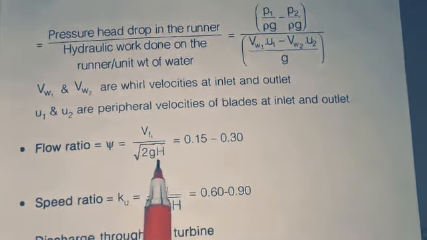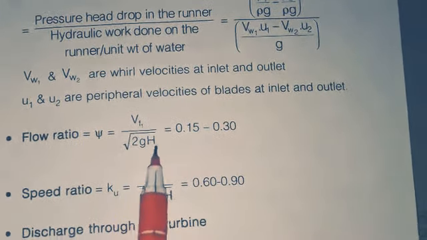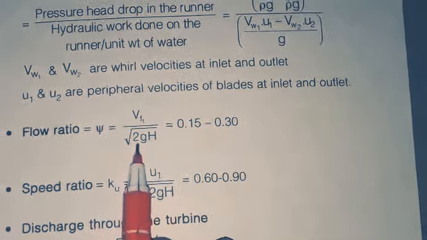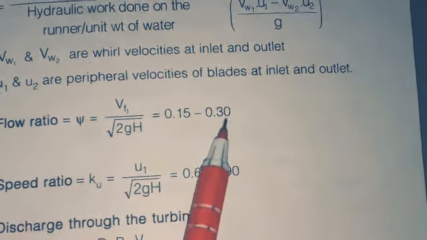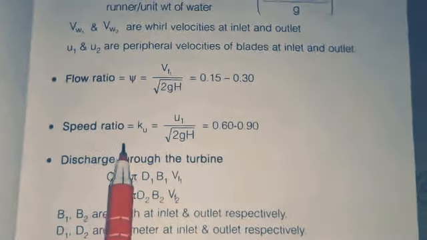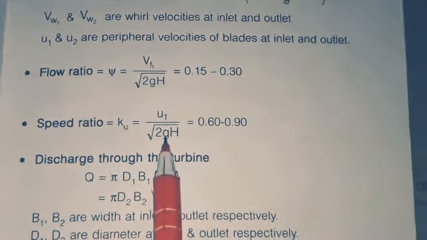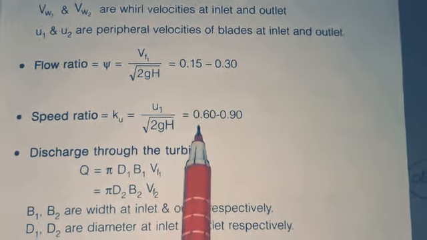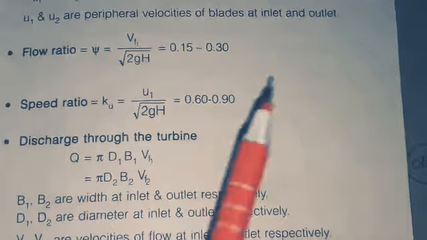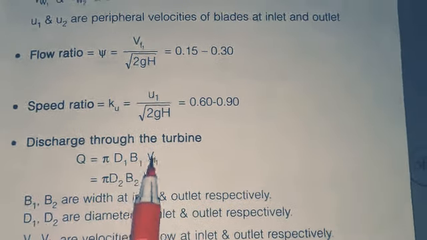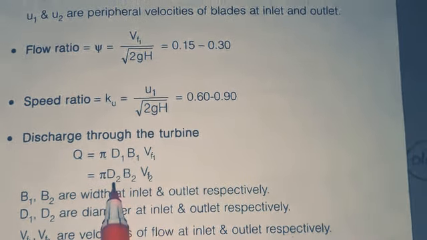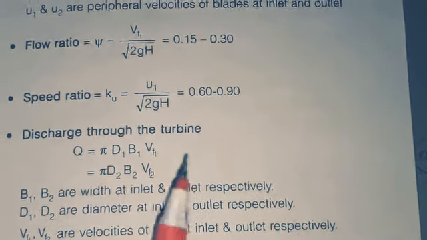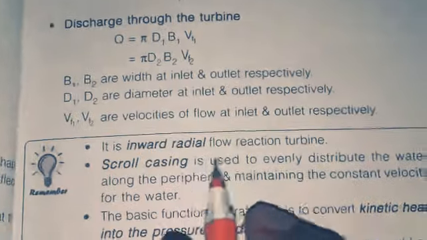The flow ratio is equal to Vf1 upon under root 2gH, as I already told you, and this formula you have used many times. The flow ratio lies between 0.15 to 0.3, and the speed ratio Ku is equal to u1 upon under root 2gH. This value lies between 0.6 to 0.9, and discharge through the turbine is equal to pi d1 b1 Vf1, which is equal to pi d2 Vf2. Okay.